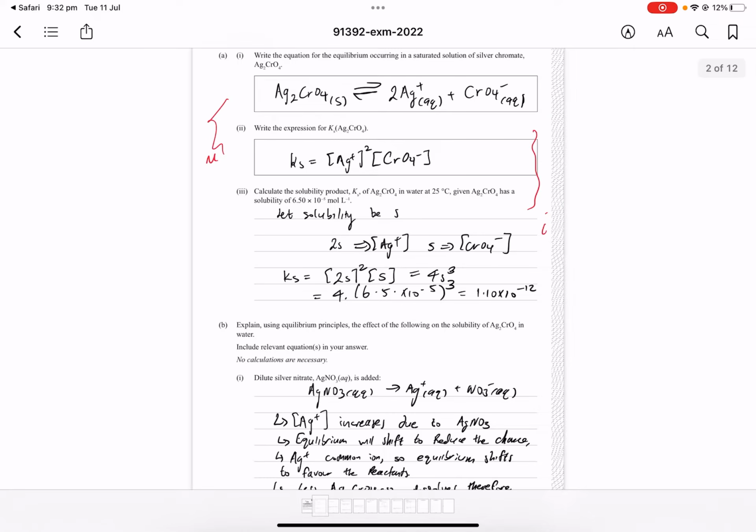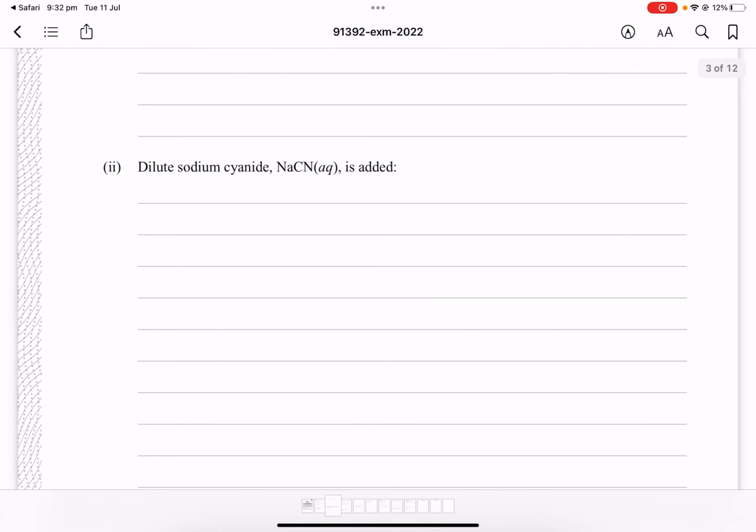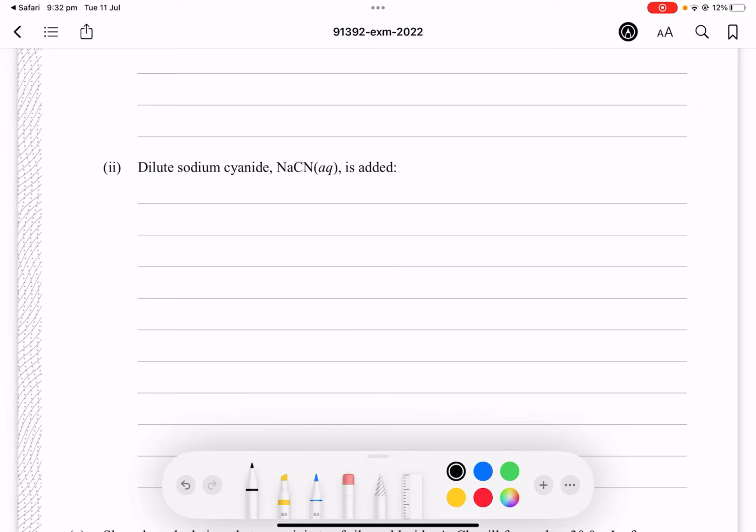Alright, so that's part I, and we can look at part II. What happens if dilute sodium cyanide, NaCN, is added? In this case, NaCN is going to give us Na+ ions and CN- ions in aqueous state. So we have NaCN, that's going to give us some Na+ ions, and that's going to give us some CN- ions.